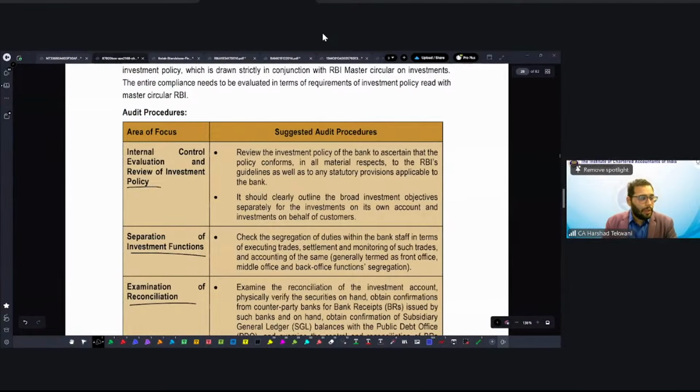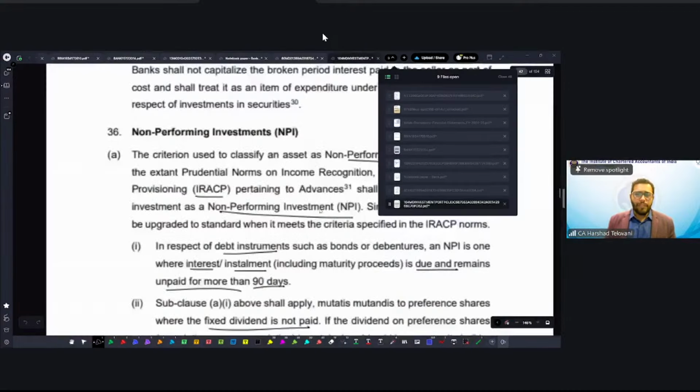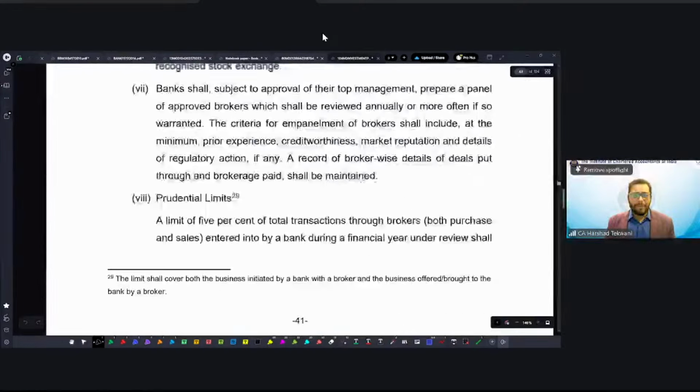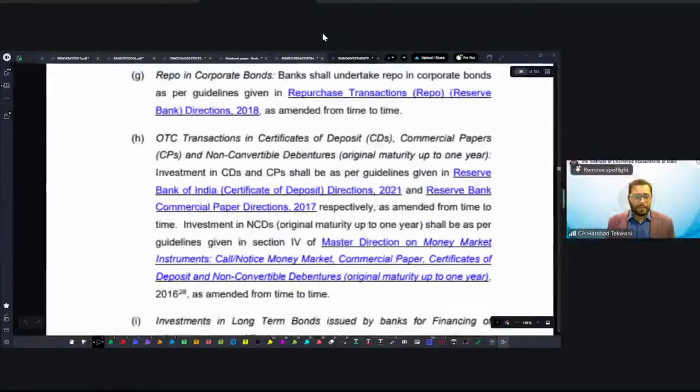Any questions? So there is one. Is there any specific definition of asset and investment? Yes. If you see at the start itself, we discussed the definition of investments. What are investments and which investments will be included in this?